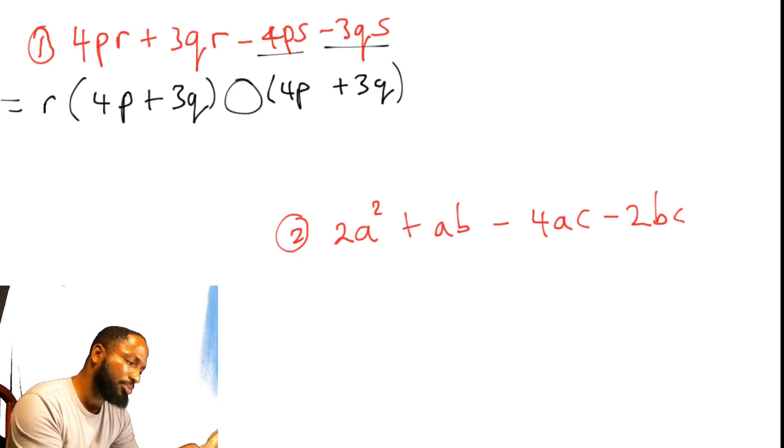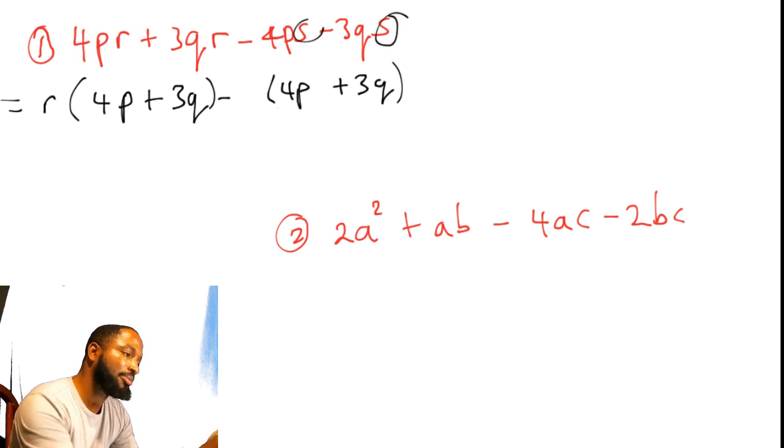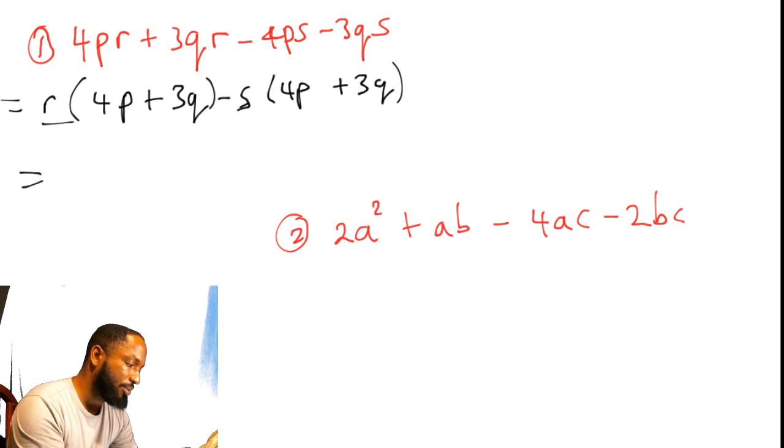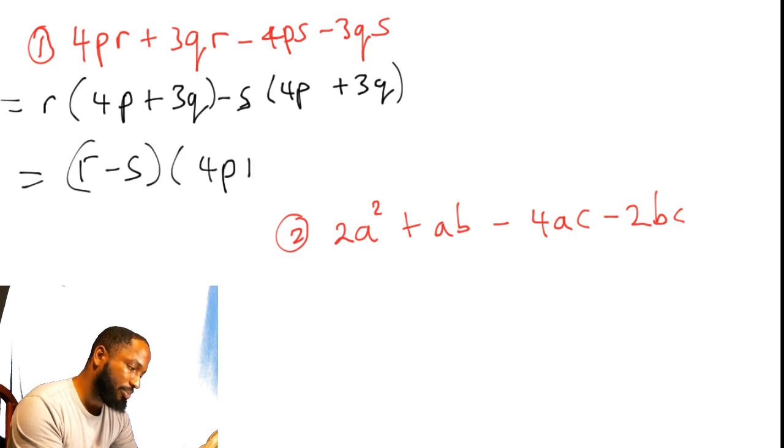Now, just looking to see what to put on the outside here to make it happen. I would need a negative sign. And S is missing. Remember, we were talking about that. So S. And now I group up this and that. So I take the R minus the S, and then I just take the 4p plus the 3q. That's the end of that.